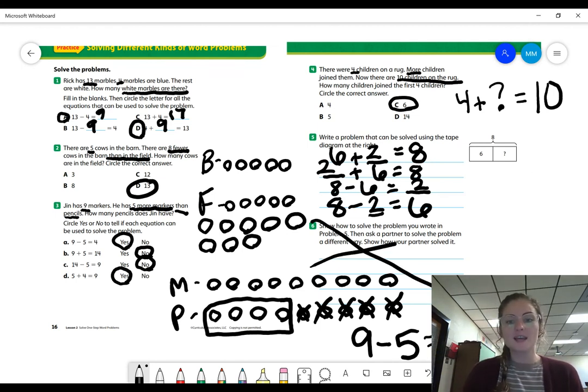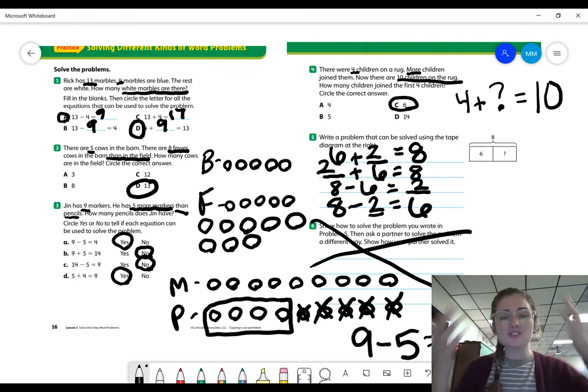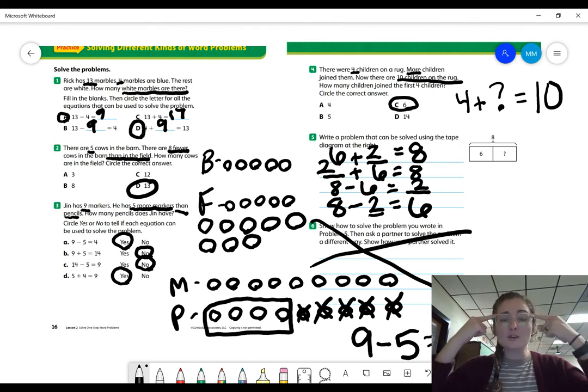All right, friends, we are going to skip question number 6. I hope you guys have built some knowledge about these word problems and the strategies we have used. Keep using that growth mindset.